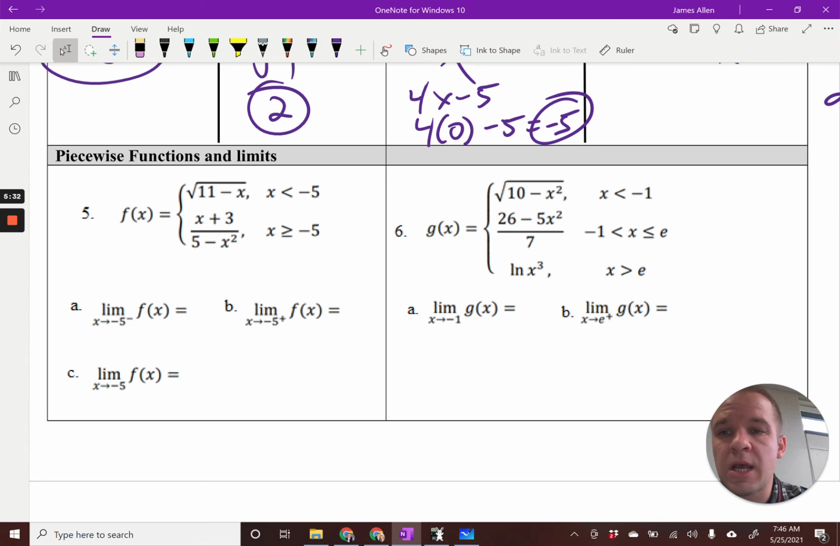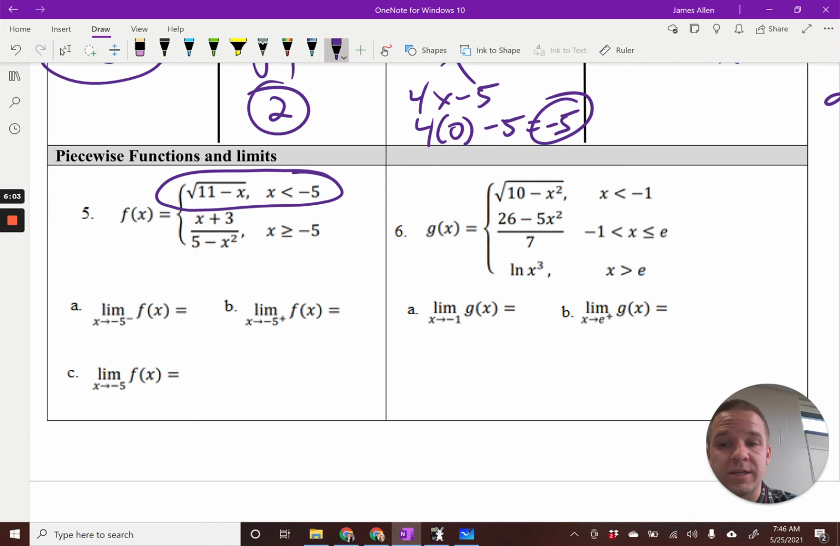Let's take a look at some piecewise functions and limits, shall we? So here I've got a piecewise function where it's defined as the square root of 11 minus x when x is less than negative 5, and (x plus 3) over (5 minus x squared) when x is greater than or equal to negative 5. So what's the limit as x approaches negative 5 from the left? Well, the left side is when x is less than negative 5. So I'm going to be looking at this one here.